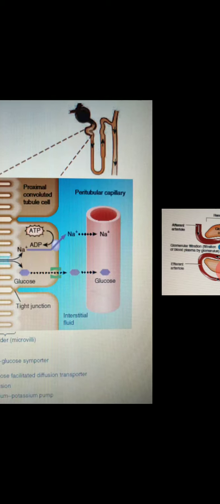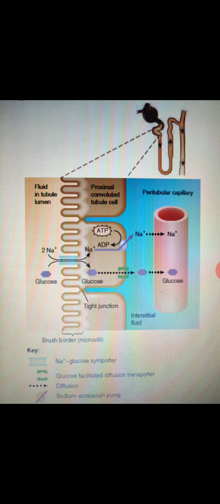Most of the solute absorption in the proximal convoluted tubule involves sodium ions. Sodium ion transport occurs via symporter and antiporter mechanisms in the proximal convoluted tubule. Normally, filtered glucose, amino acids, lactic acid, and other nutrients are not lost in the urine. Rather, they are completely reabsorbed in the first half of the proximal convoluted tubule by several types of sodium symporters located in the apical membrane.